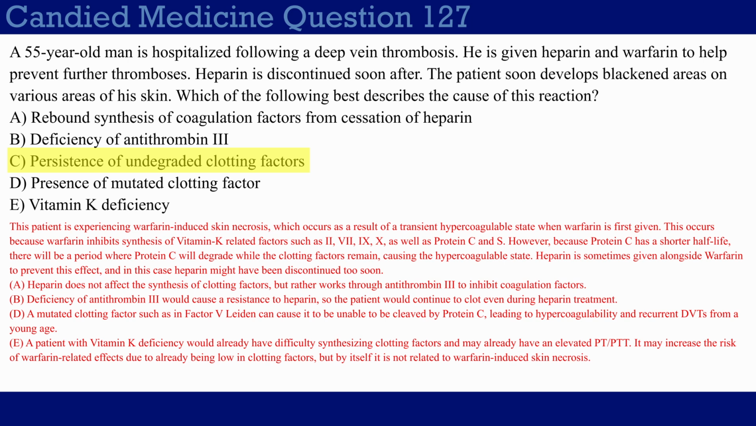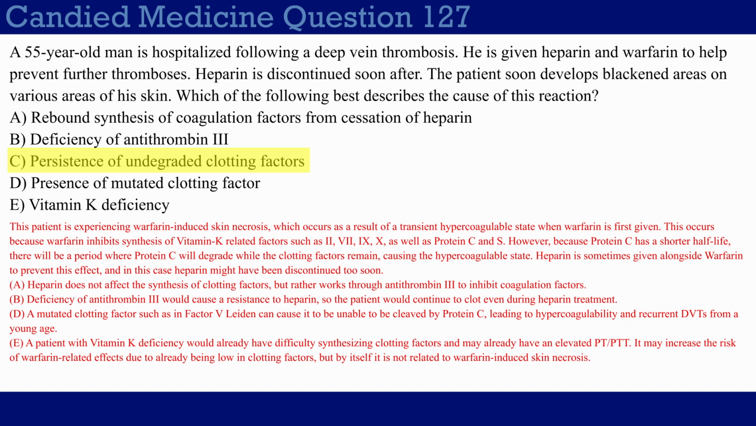Choice D, presence of mutated clotting factor. This can refer to a number of things, but most likely it is referring to factor V Leiden, which is the most common inherited cause of hypercoagulability. A mutated factor V is unable to be cleaved by protein C. So obviously that means that factor V is going to stay around and it will lead to hypercoagulability. And it usually presents in questions as a relatively young person, probably in their 20s or 30s, getting recurrent DVTs.